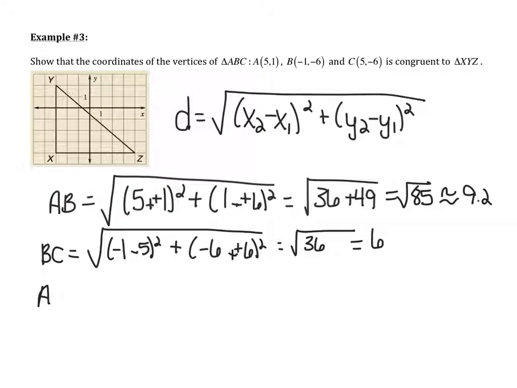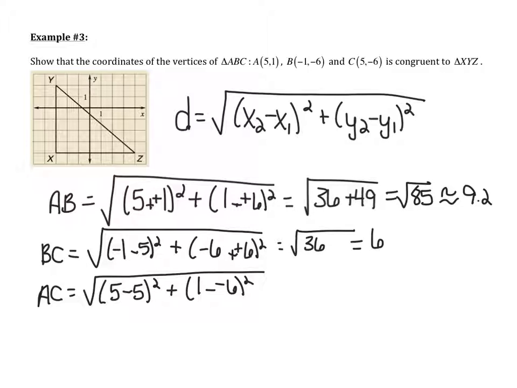And finally, let's find the distance between A and C. I'll take the x's, 5 minus 5, subtract them and square them, plus take the y's, subtract them and square them, so 1 minus -6. 5 minus 5 is 0, and 0 squared is 0. 1 plus 6 is 7, and 7 squared is 49. The square root of 49 is 7. So I have the lengths of all 3 sides.